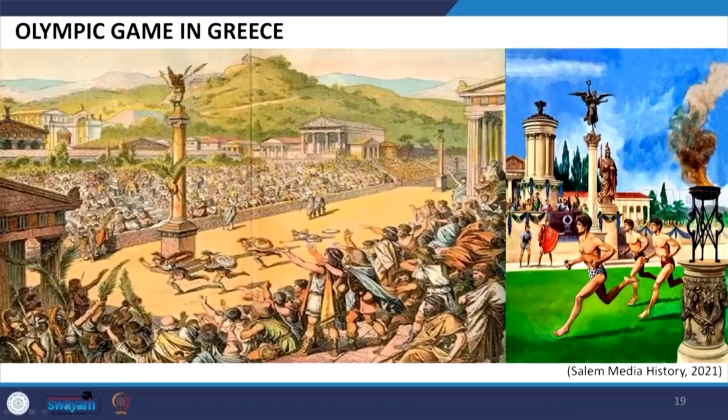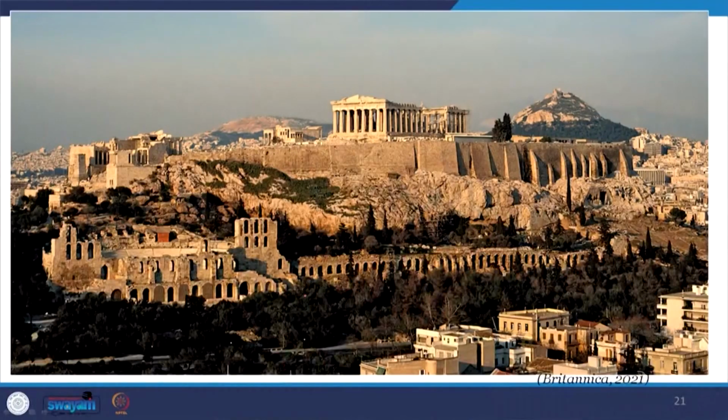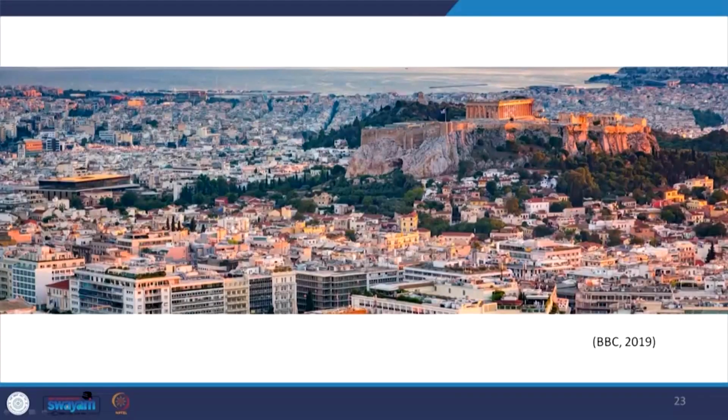The ancient Greeks contributed massively to human culture, giving us philosophy, science, architecture, the Olympic Games, and democracy, among many other developments. Athens was one of the major ancient Greek cities and continues to be an important city in the modern world. This is a shot of modern Athens taken in 2019.